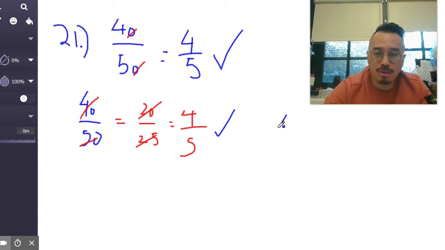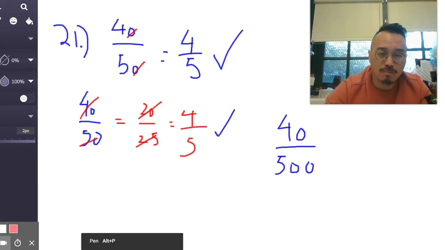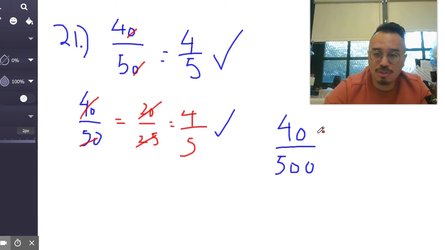Now, one thing I want to point out to you, because some of you might get too happy with crossing out the zeros. Let's say it's not 40 over 50, it's 40 over 500. Folks, don't cross them out like this. Don't cross this one out and cross the other 2 zeros out. No, you got to match 0 for 0 in the numerator and denominator. So you're going to go like this. Cancel, cancel. So I'm left with 4 over 50.